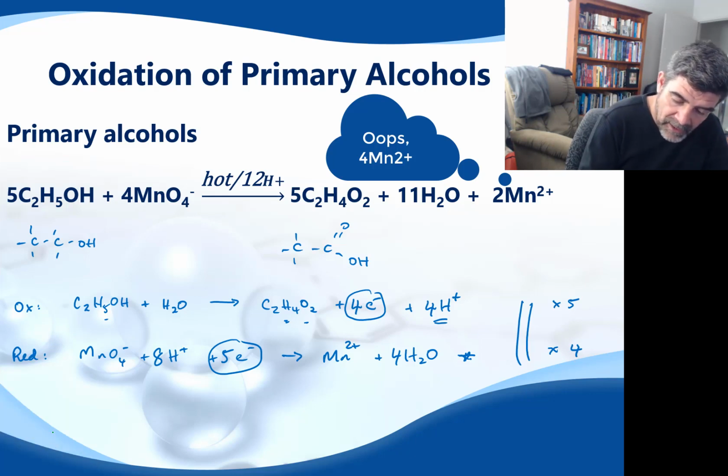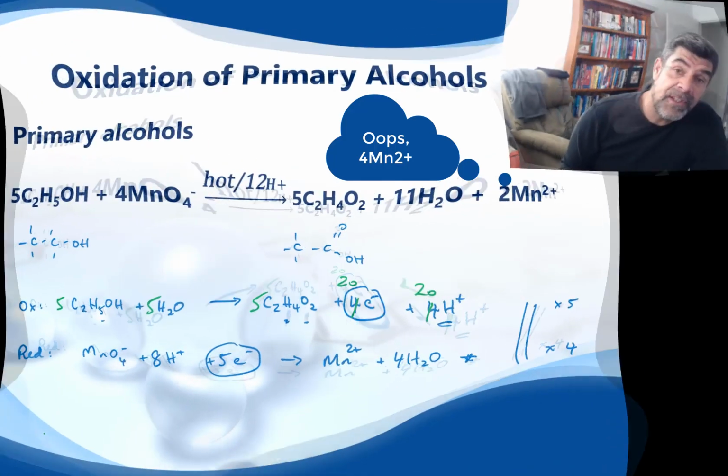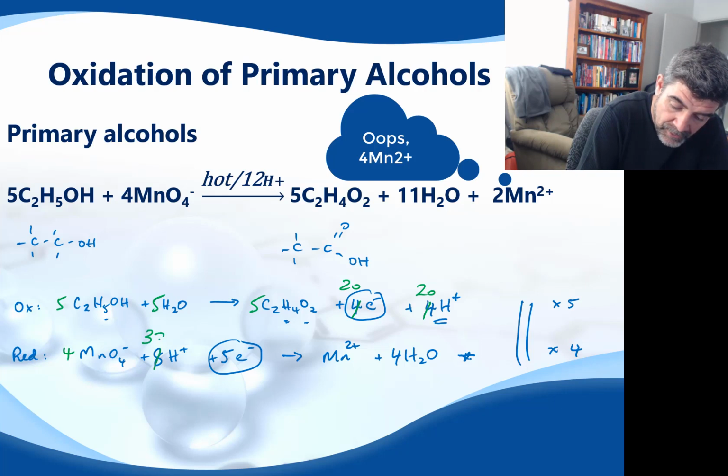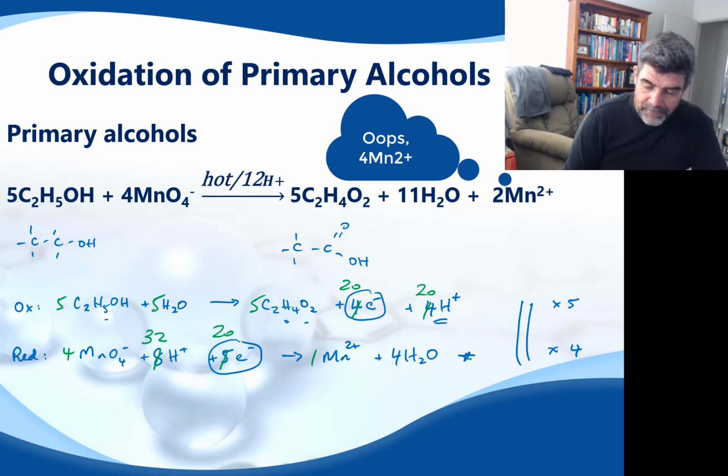When I do that, I'm going to have 5 here, 5 here, 5 here, 20 here, and 20 here. For the second reaction, I have to multiply everything by 4. So here I will have 4. Here I will have 32, 20, 4, and 16. Now we add them all together.